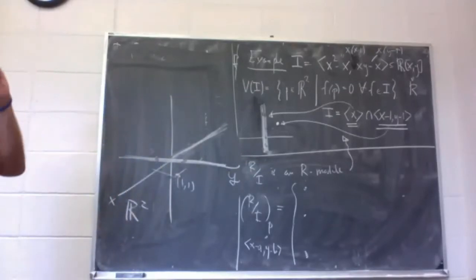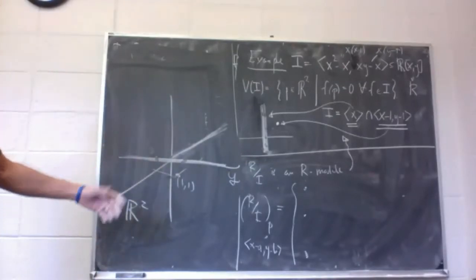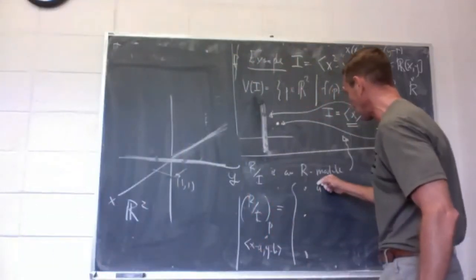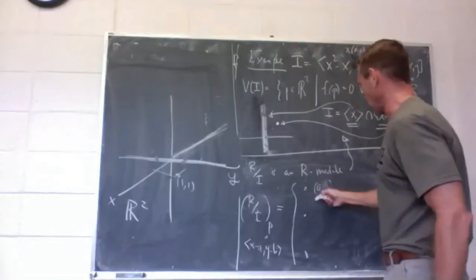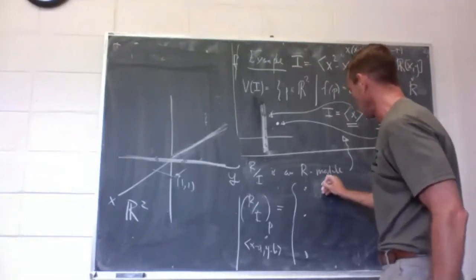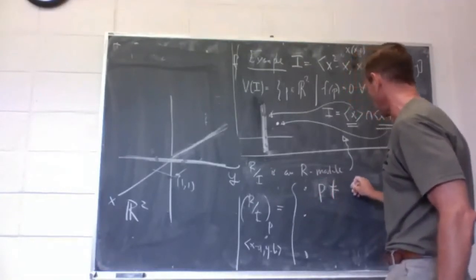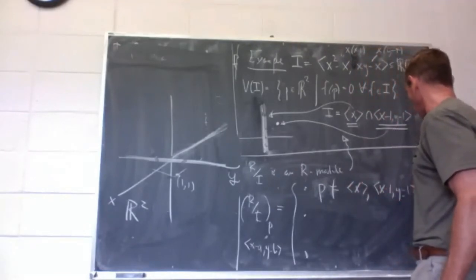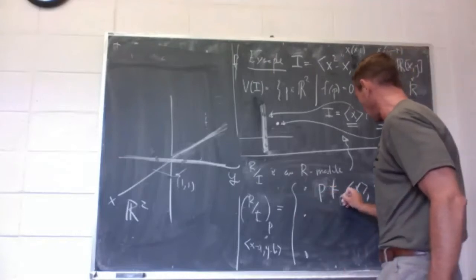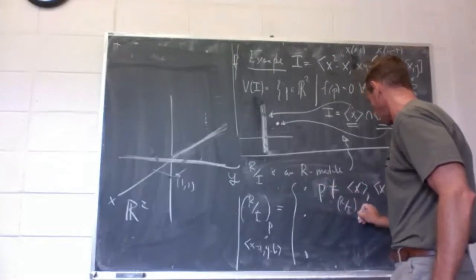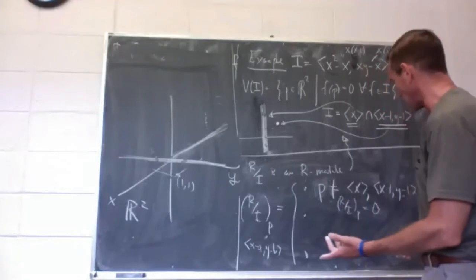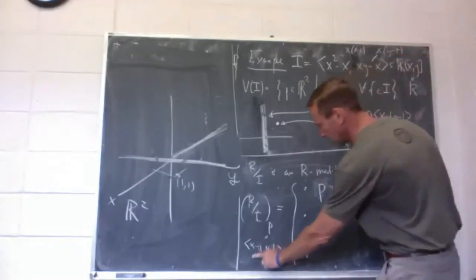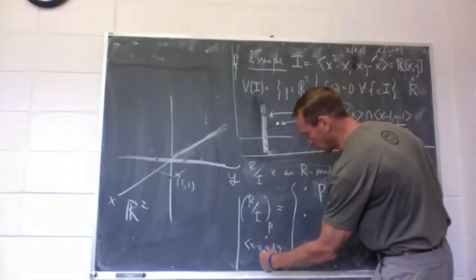So what is this stock? I claim that if P is not equal to either (x) or (x minus 1, y minus 1), then we get 0, that R mod I localized at P equals 0. Why is that? Well, when we localize at P, at this ideal, everything outside that ideal becomes a unit, right?